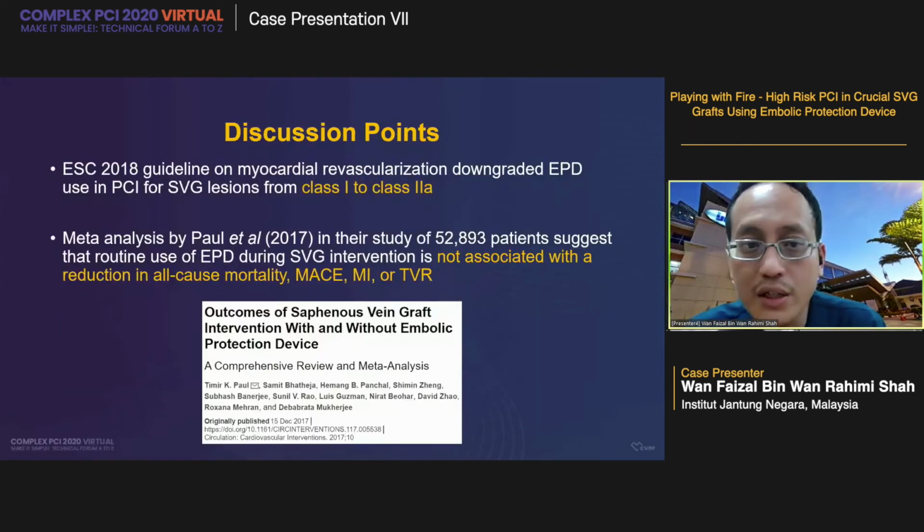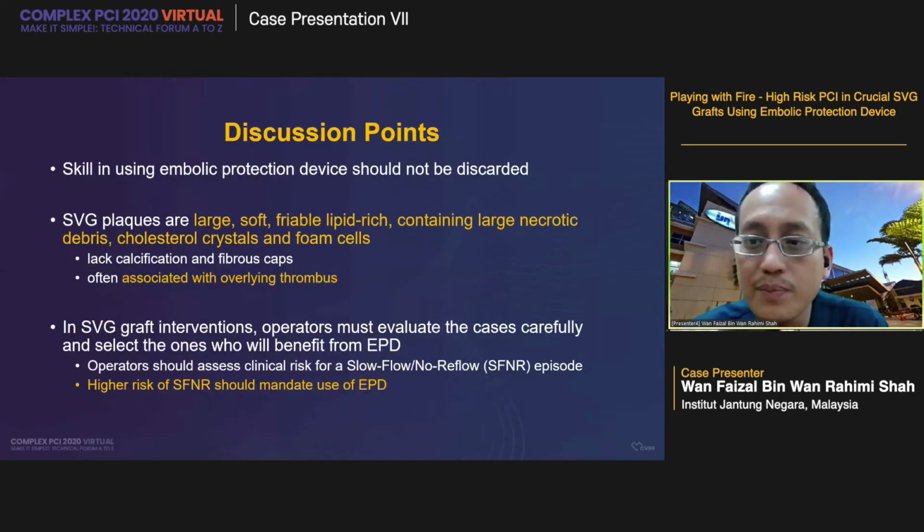Now, the discussion point which I tried to point out was that the ESC 2018 guideline has downgraded the use from a class 1 to class 2A. And I believe this downgrading of the indication was based on this meta-analysis by Paul, which analyzed about 50,000 patients, showing that routine EPD use is not associated with reduction in events. Now, as a young fellow, obviously we don't have much experience, and over time we are seeing many of the time that embolic protection device is not used. When we do not use it, we lose that skill. So this case has taught me that that skill should not be discarded.